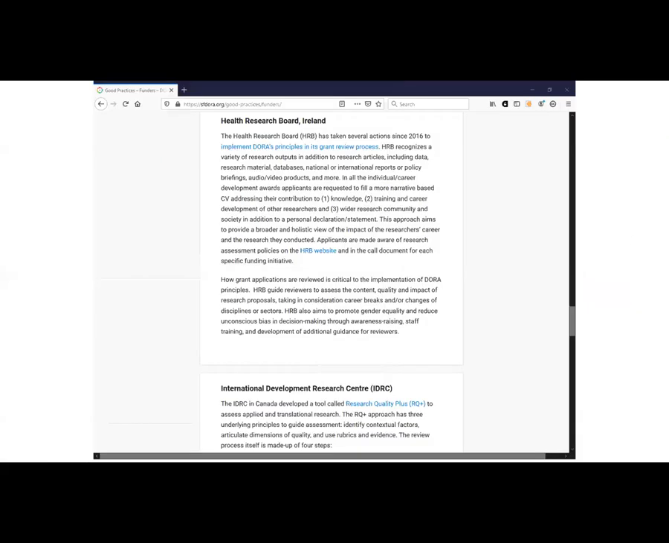Then DORA has some other examples. For example, the Health Research Board Ireland requires a narrative-based CV addressing researchers' contribution to knowledge, training, and career development of other researchers and the wider research community and society. So looking at this broader impact, it's also a bit similar at the International Development Research Centre in Canada. They are looking into different dimensions of quality.